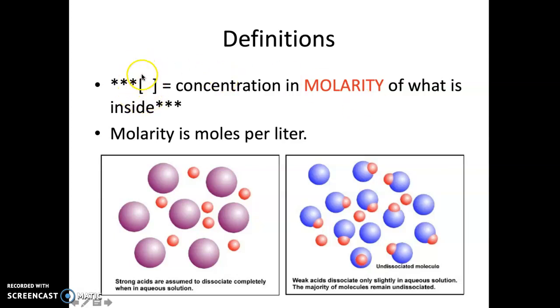Remember, the brackets mean the concentration and molarity of whatever's inside. For us, it's going to be H plus and OH minus. And then here we've got strong acid, weak acid. The red is the H part. So notice that the H separates when it goes into water. It completely dissociates. That's called a strong acid. Sometimes it doesn't separate, sometimes it does, and that's a weak acid. We'll come back to that later. But in general, when it's put in water, since it separates, that's concentration and molarity.